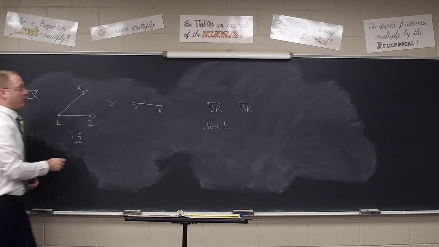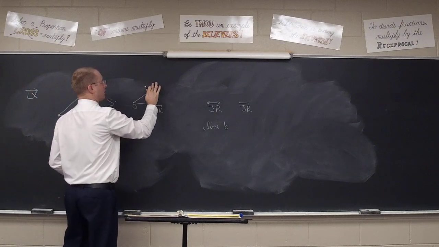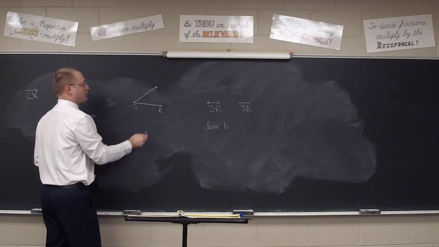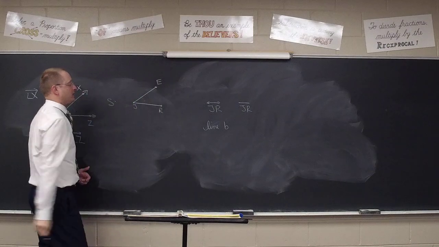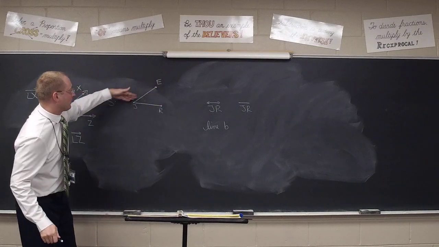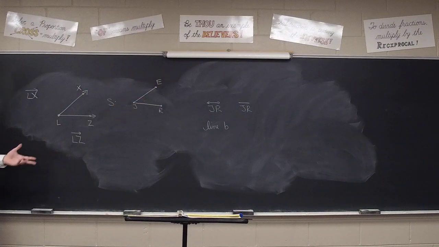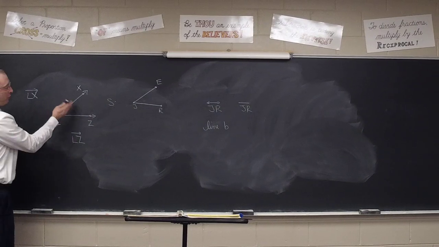Now, you could do the same thing, by the way, with two line segments, couldn't you? You don't necessarily have to have two rays. You could have two line segments. Maybe call this point E, for instance. You could have two line segments that also form an angle with each other. It doesn't have to be two rays. In this case, we've got two rays. But it forms an angle.